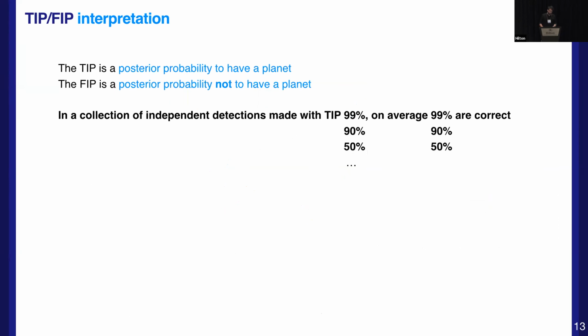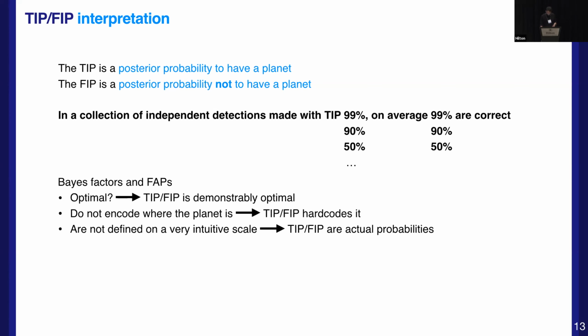And in terms of interpretation, the true inclusion probability, the probability that you have a planet, this is a true posterior probability. So if you have a bunch of detections, they all have a 99% probability to be right. Well, in fact, 99% of them are right. If you have a bunch of detections which are 90% sure, 9 out of 10 of them should be right. You don't know which one exactly, obviously, because that's what statistics do, but at least you have an interpretable threshold.